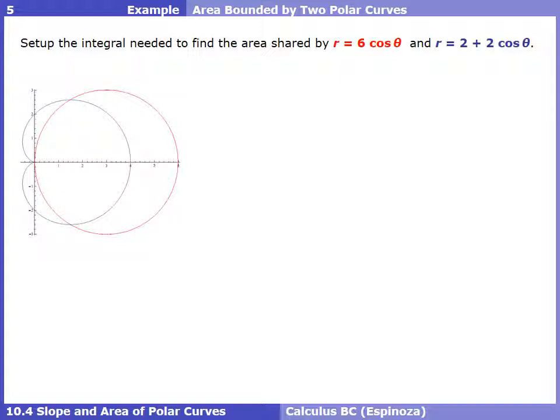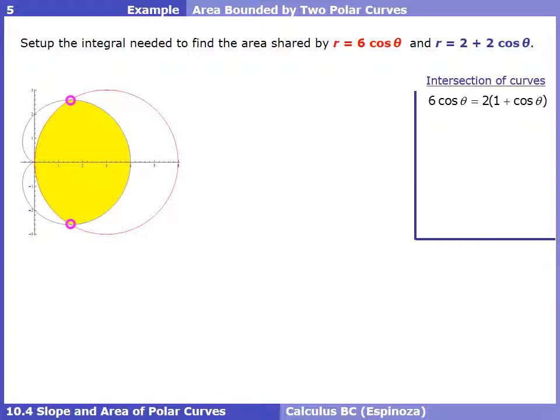We're looking for the area that you see here in yellow, the overlapping part, the area shared by these two graphs. Of course, this piece here and this piece here only applies to the cardioid, and this moon shape over here only applies to the circle. So we're looking for the shared area. Just like we would have seen back in chapter 4, or even chapter 7, when looking at two graphs, we need to find the intersection of these two graphs so that we can figure out how to set up some integrals to help us find this area.